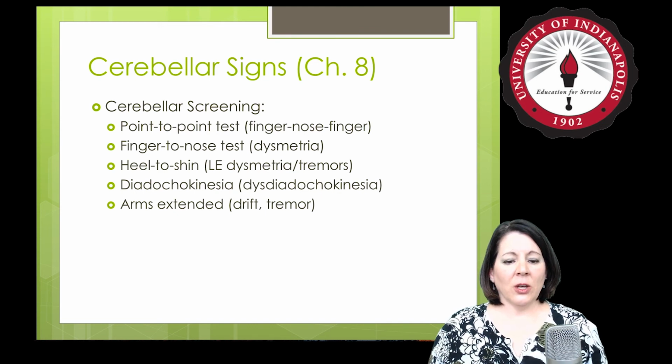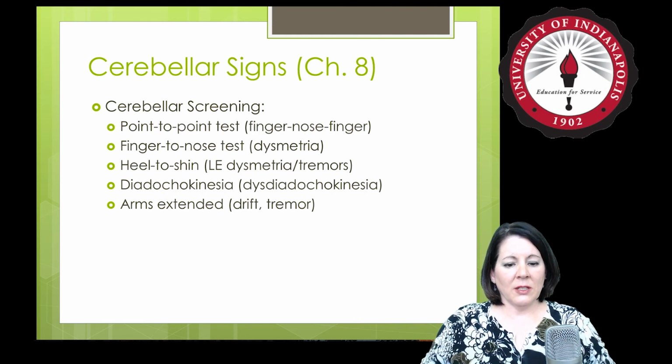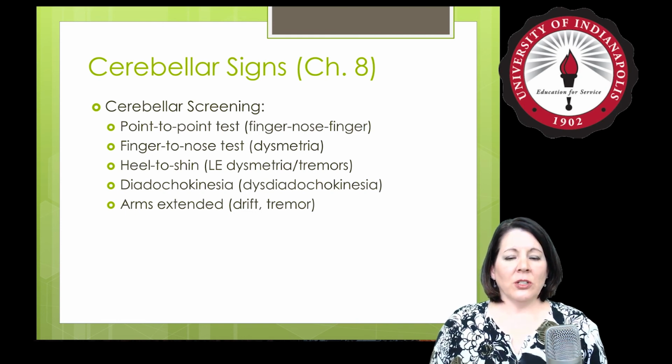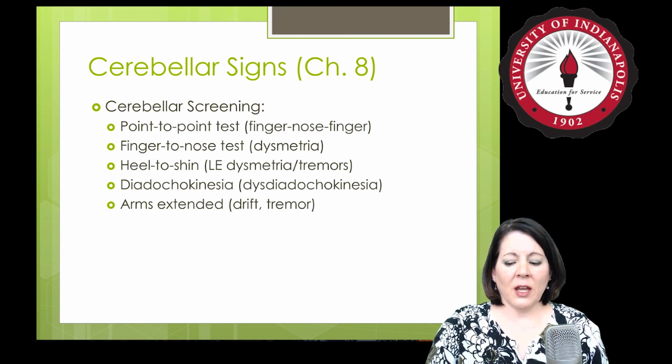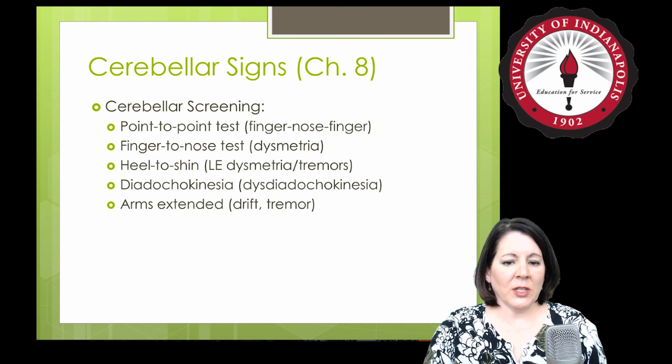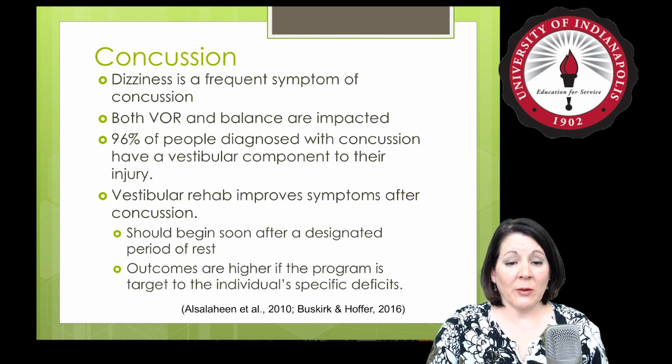And then diadochokinesia or dysdiadochokinesia, those rapidly alternating movements, can they do those and keep those in sync? And then you're also going to do arms extended, eyes closed to see if there is a drift or tremor. So if those cerebellar signs show up, then you know that there's something going on in the cerebellum that is impacting the person's balance system as well.